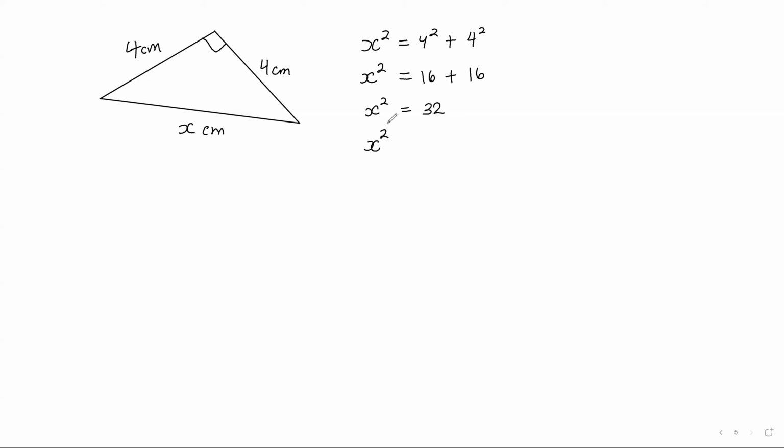32 divided by 2 is 16. The square root is something different. The square root is the number that when you multiply by itself, you will get 32. 32 is not a square number, so this number will not be a whole number, right? You'll have to use your calculator to find out what the square root of 32 is. Do you know how to do that on your calculator?